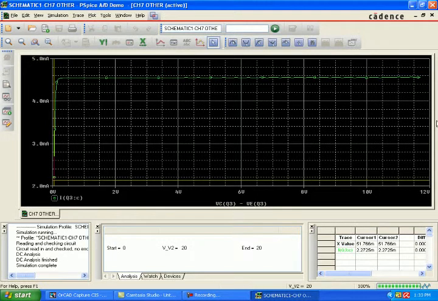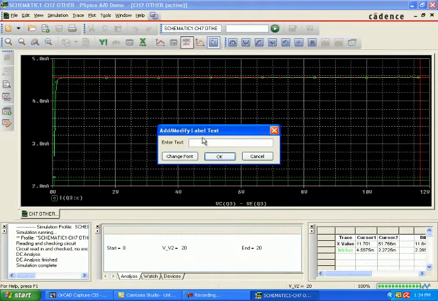Cursor helps so that we can know the value of the point at which we are. Keep on moving the point. Now it's 11.6, 11.7. X-axis is 11.71 and y-axis is 4.557. That's the other Q point for the emitter bias circuit.